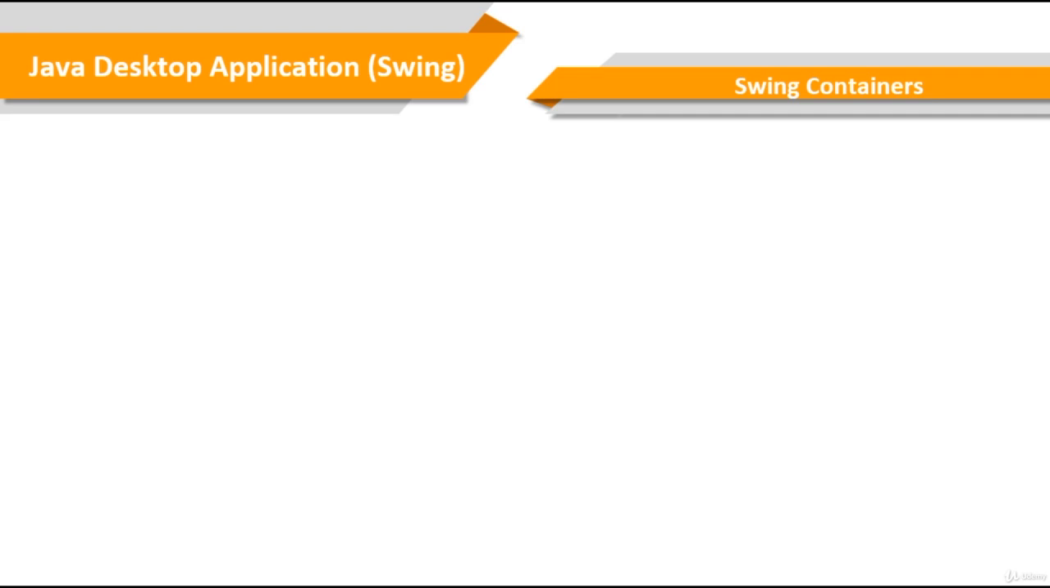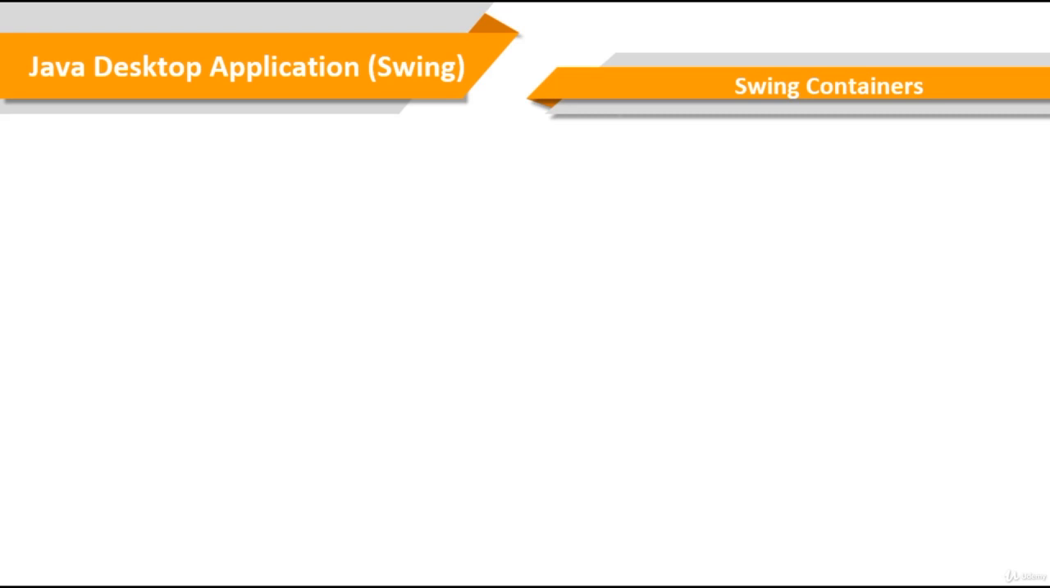So in Java, a component is the basic user interface object, and all Java applications include a component. Components include lists, buttons, panels, windows. In order to use components, you need to place them in a container. A container is a component that holds and manages other components.